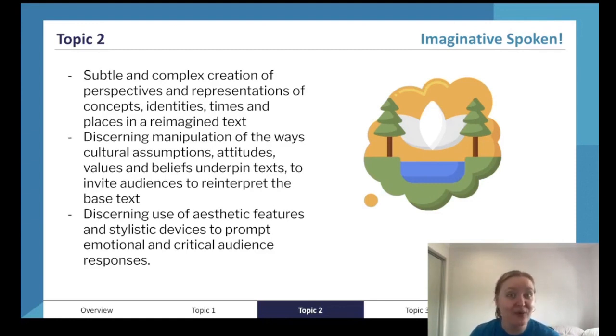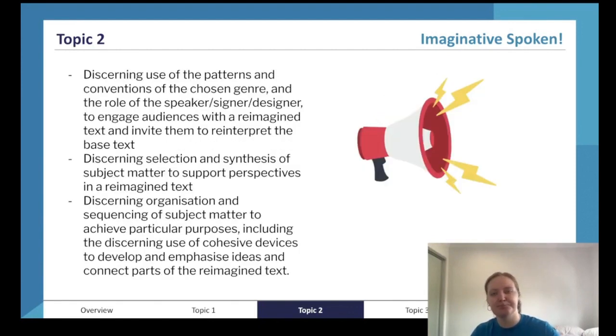So you are the author. You are the powers that be when it comes to this original piece. So it's up to you to be using your aesthetic features and stylistic devices. And this is why reading outside of the set texts from school can be so useful, because you have a really good idea of the way that authors use their aesthetic features and stylistic devices to prompt emotional responses in readers.